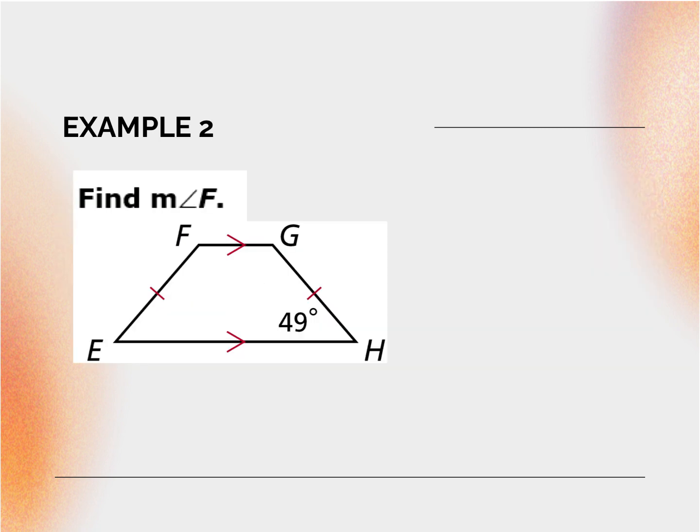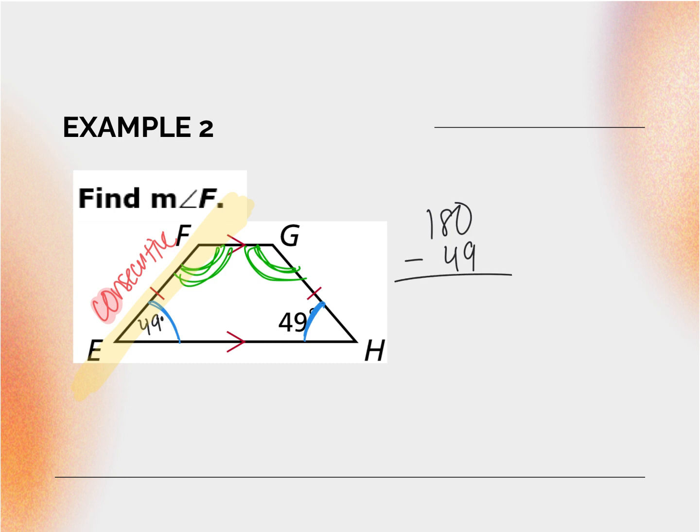All right, looking at example 2, same thing. This is a trapezoid. This side is congruent to this side, and this side is congruent to this side. So if this side is 49, what should angle E be? 49. And E and F are what kind of angles? Consecutive angles. So what am I going to do with that 49? Good. 180 minus 49, and what am I going to get? 131. Perfect. 131 degrees. So far, we just subtracted. That's it. We're not doing anything major.